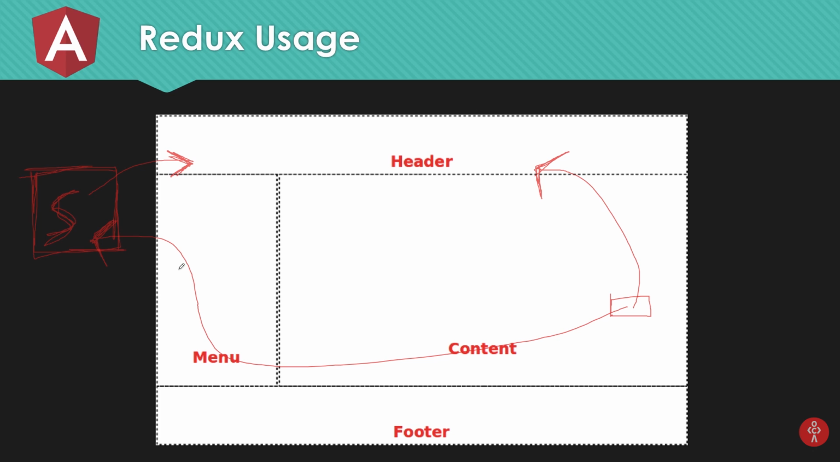Similarly, if inside my menu I'm displaying something for logged in users and something else for logged out users, once I click on, let's say, the logout button here, I can update this store. This is the same store through which content fetches its details, so it gets updated as well, and the menu gets updated as well. So you can see that there's a consistency, a flow of data when you use Redux.